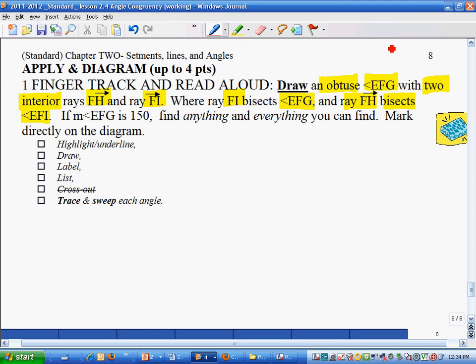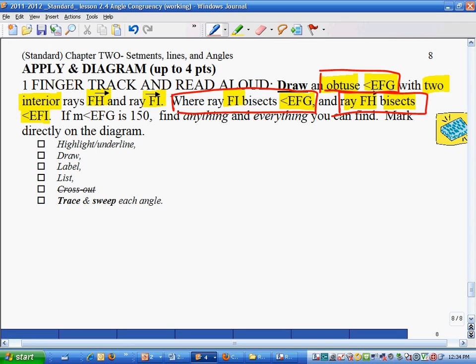Did I draw it right though? Almost. Okay, so you have an obtuse angle EFG. You want obtuse. Obtuse means it's bigger than 90. Bigger than 90. This is 90. This is acute. So you want it bigger than 90. Nice fat angle. That's what obtuse is. Think obese. Obtuse. Big. Huge.